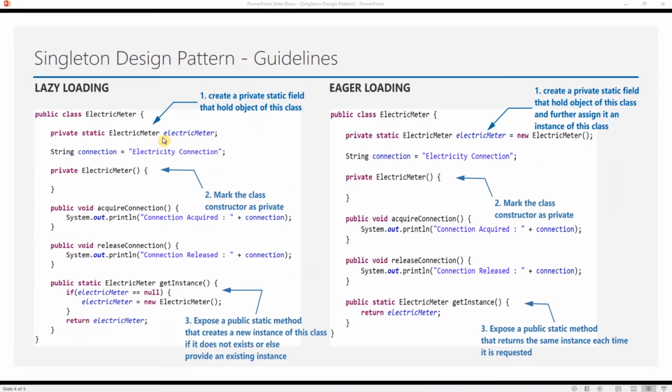This field should be marked as private to make it hidden from other parts of the program, and also labeled as static to indicate that this field only makes sense in the context of the class and has no relevance for individual objects. Next, this pattern dictates that the constructor of the class should be marked as private. This wipes out all the possibilities of creating an instance of this class from other parts of the program.